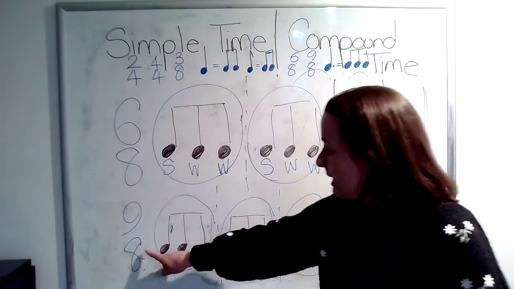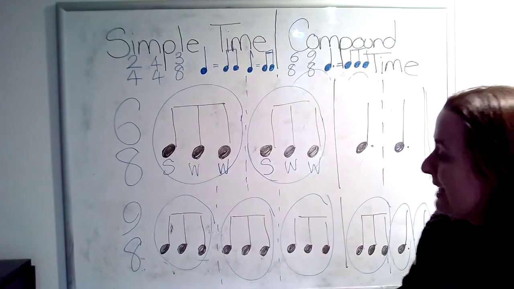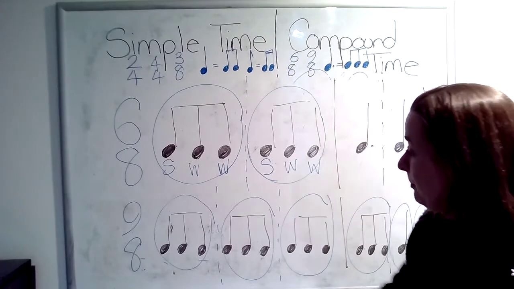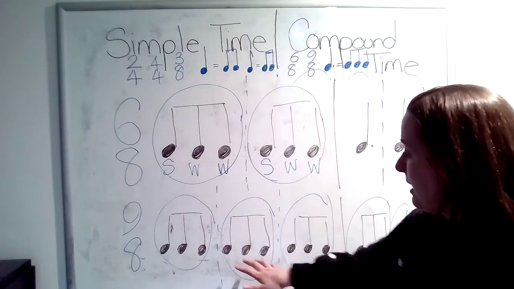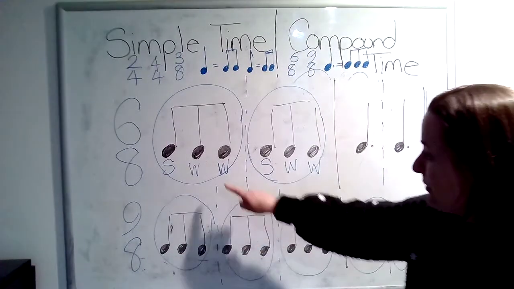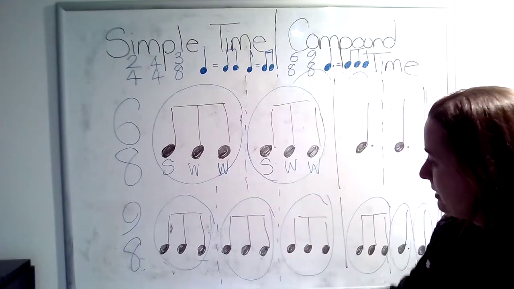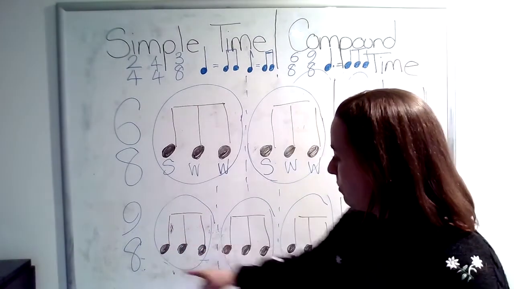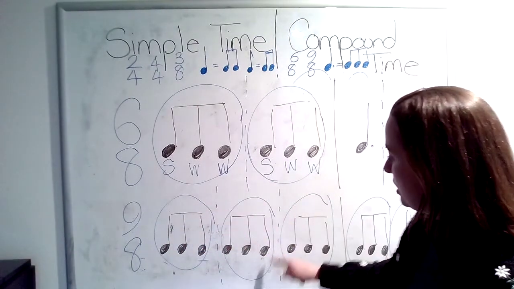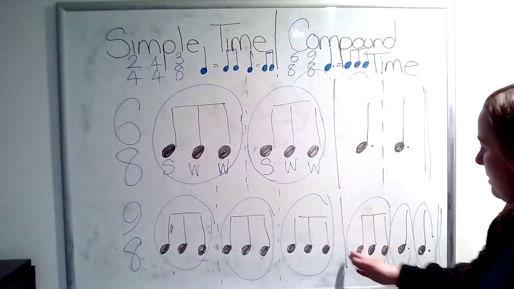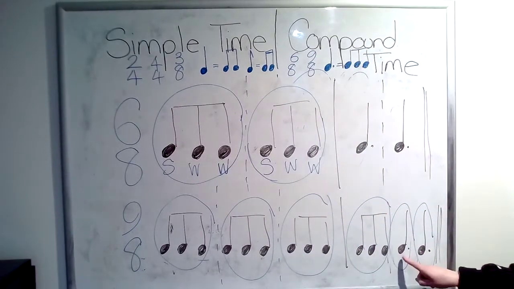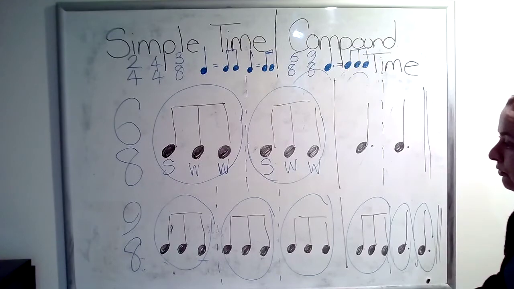Now, 9/8 is compound triple time. We group the quavers into 3 beats. I've got 2 imaginary lines there. So we need to show beat 1, beat 2, beat 3, bar line, beat 1, 2, 3.